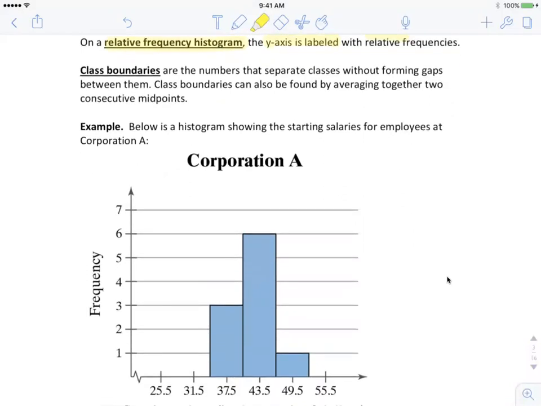Okay, new thing here is going to be called class boundaries. Class boundaries are just numbers that separate classes without forming gaps. Another way to get class boundaries is averaging together two consecutive midpoints. I'll get to class boundaries when we look at an example here.